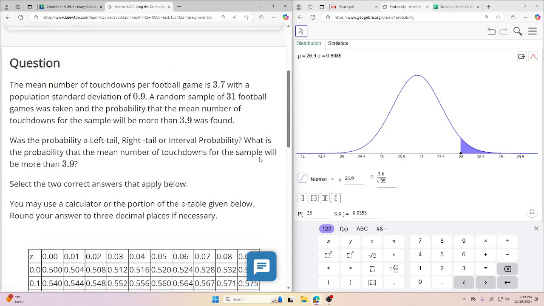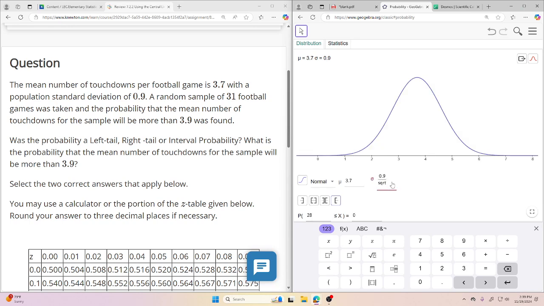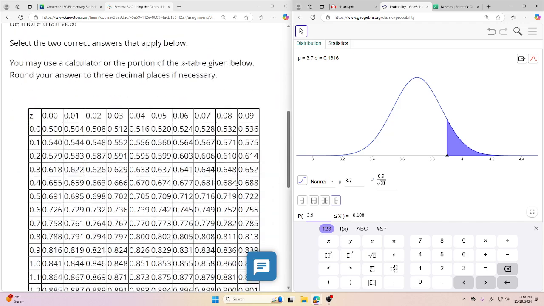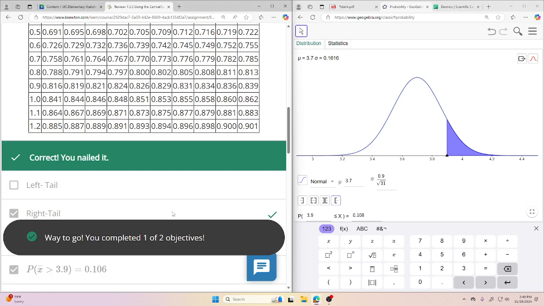Okay, let's put it in now. Here we go. Mean, 3.7. Standard deviation, 0.9, divided by square root of 31. And then they said more than 3.9. Do we have one of those answers? Got something close. Cool.